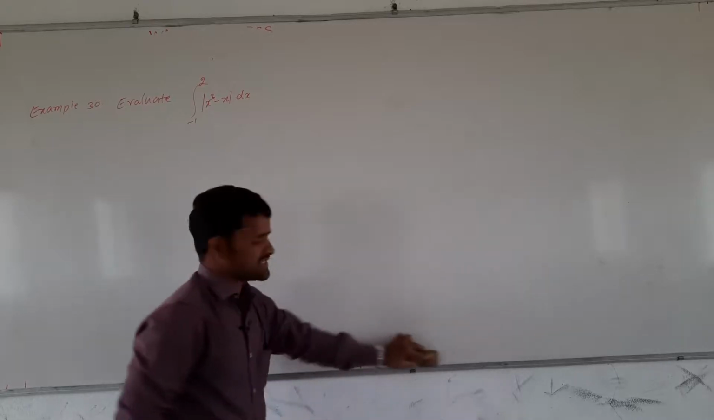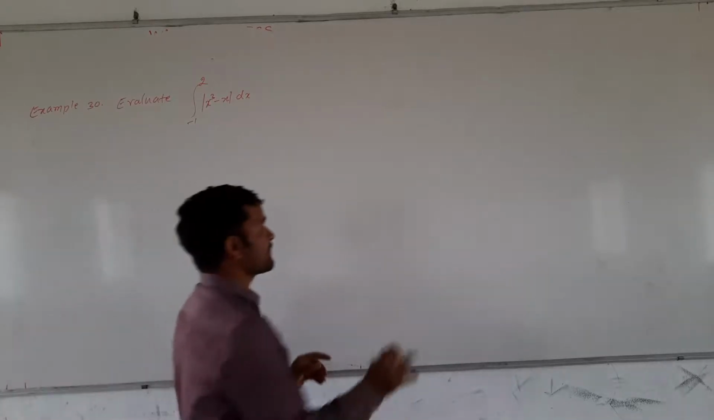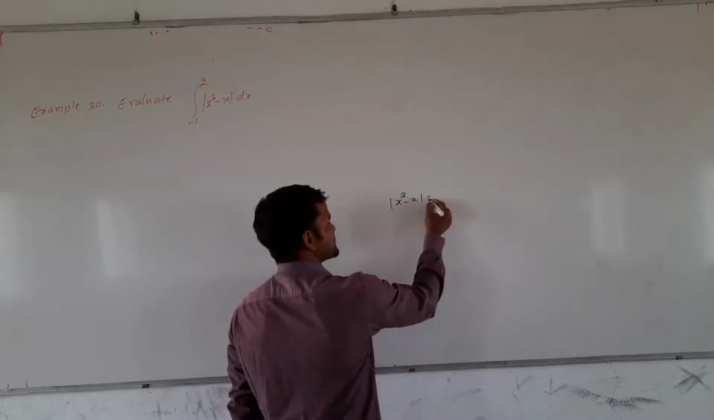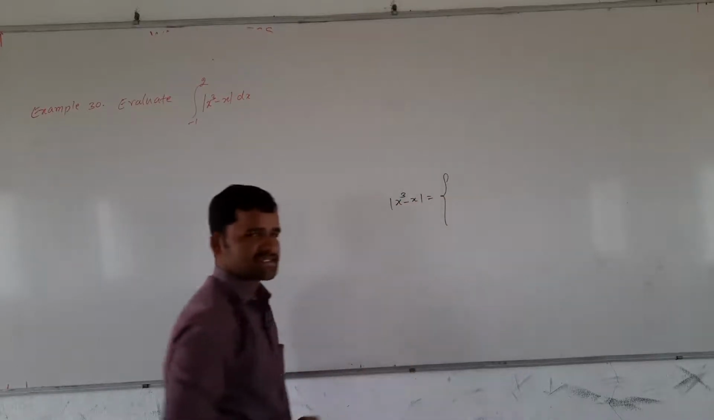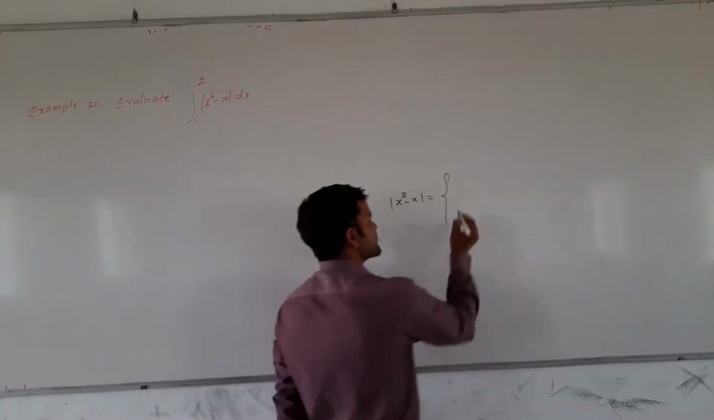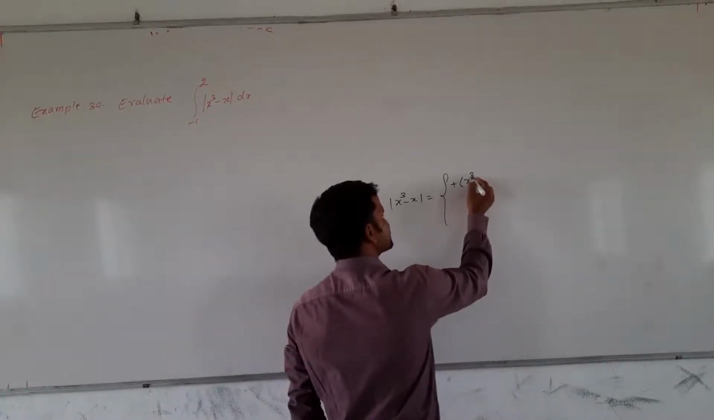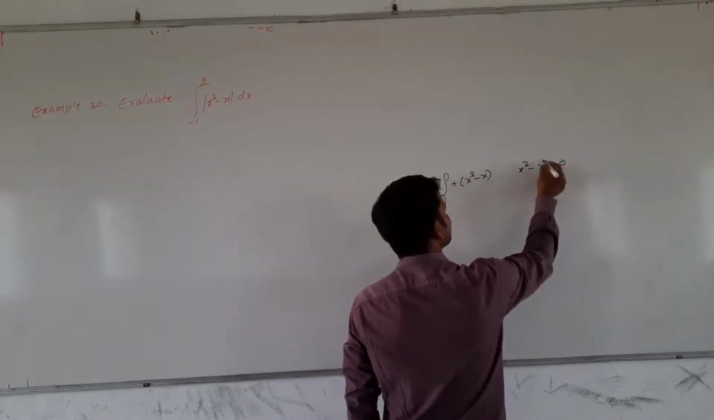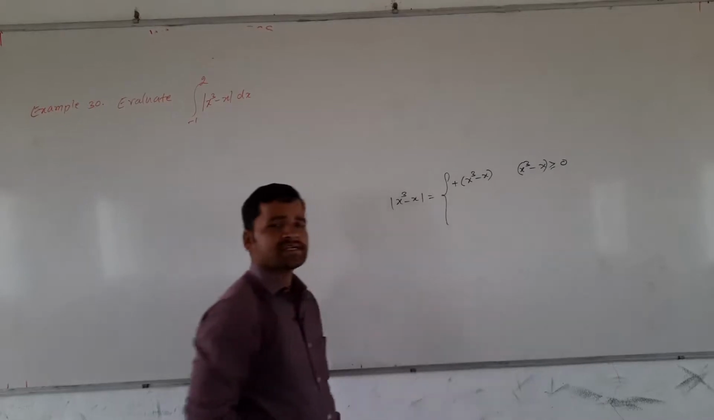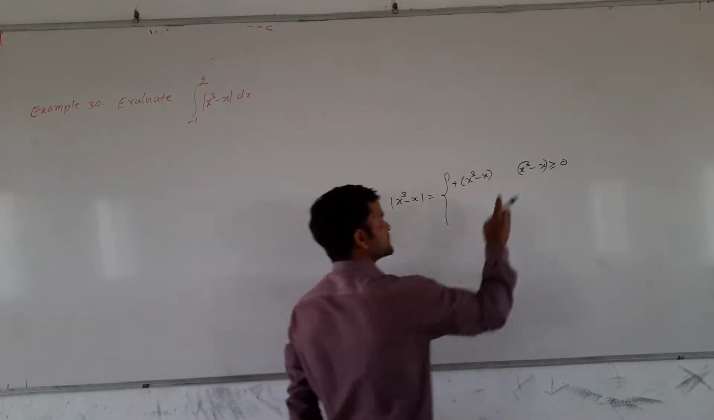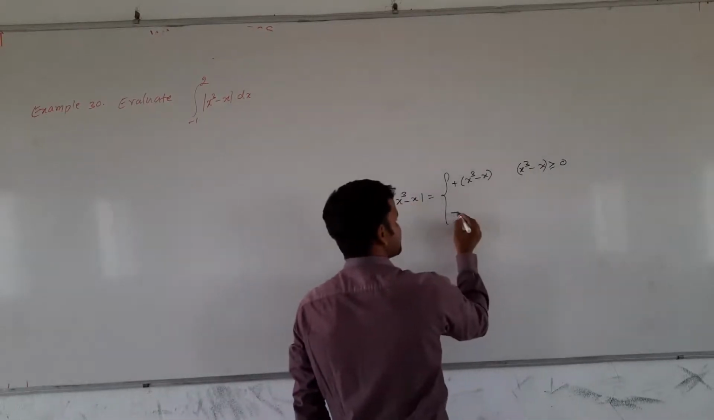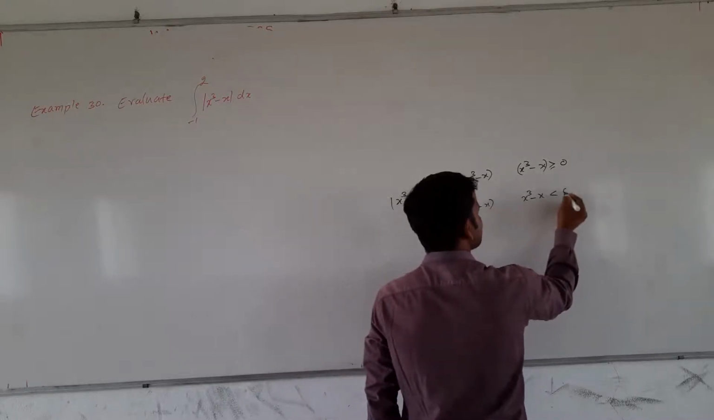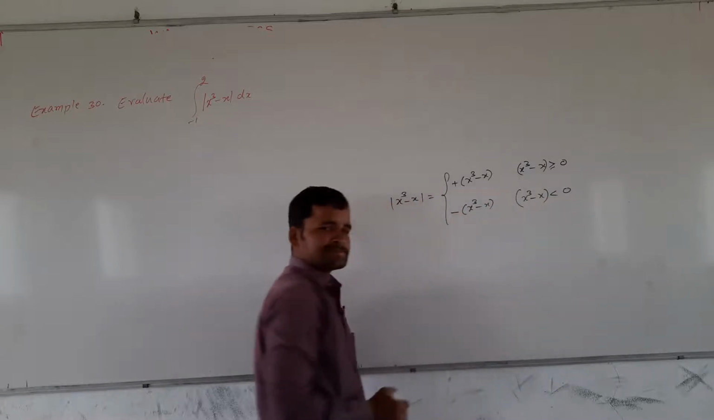Here the given function is modulus of x cube minus x. Modulus of x cube minus x is equal to plus of x cube minus x if x cube minus x is greater than or equal to 0, according to the modulus function definition. And it is minus of x cube minus x if x cube minus x is less than 0.